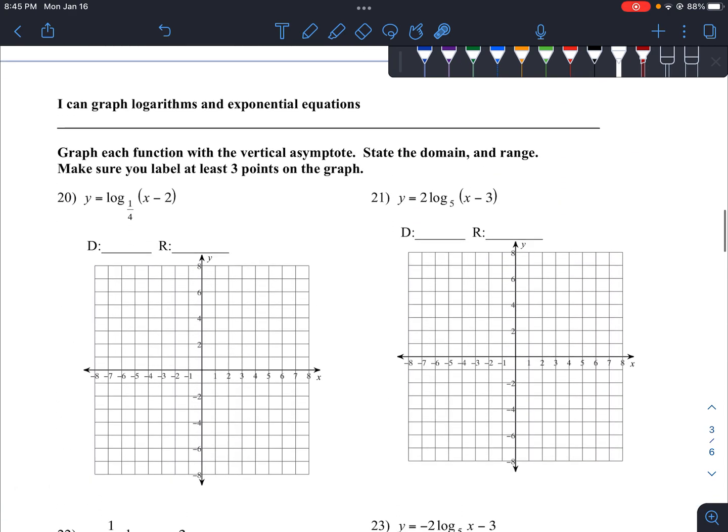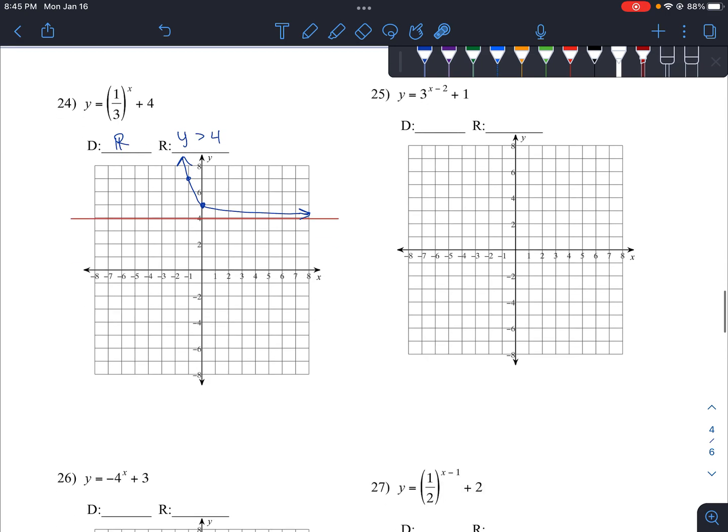Let's see if there's anything else we need to include. Graph each function. Vertical asymptotes only apply to logarithms. State the domain and range and make sure you label at least 3 points. So the vertical asymptote in this case, you would need a horizontal asymptote for exponentials. So there you go. And if you needed to, you could also state that this is y equals 4.